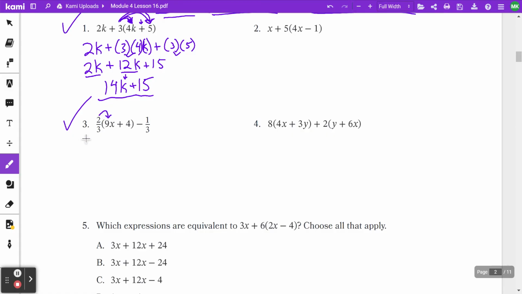So I have this 2/3. I'll turn that into multiplication times the 9x, right? And then I'll distribute using multiplication plus, see that plus right there, 2/3 times the 4. That should be a 3, sorry. So I'm distributing the 2/3 to the 4. There you go. And don't forget this one, minus 1/3. Take it with you. It's along for the ride.